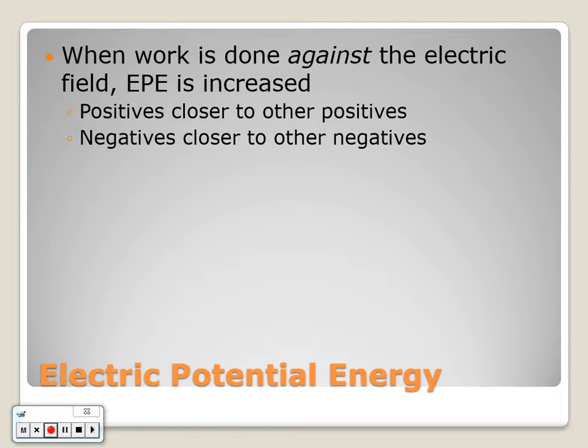What's a third way? We said positives don't like being close to other positives. Negatives don't like being close to other negatives. What's a third way that we can increase electrical potential energy? Move them both. How would we move both of them? We could do that. That's actually the next question in the next picture that we're going to look at.